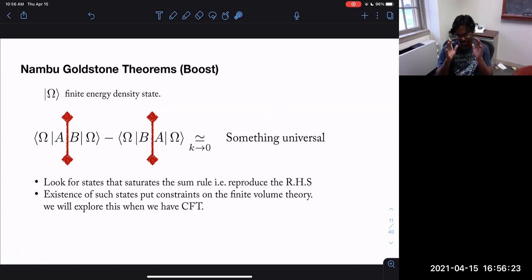The point is that the fact we have something universal on this side means that there has to be something appearing here in between. And the existence of such states in the infinite volume limit puts constraints on the finite volume theory. This is the basic idea, and we will explore this idea when we have a CFT. So this will become a 4-point correlator in a CFT, and this breaking is like looking at the 4-point correlator in the S channel expansion.